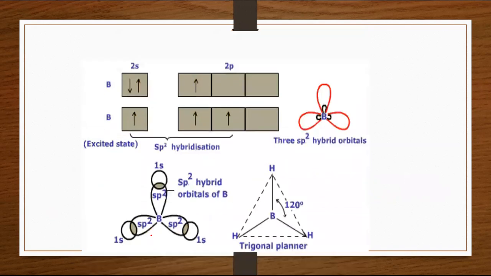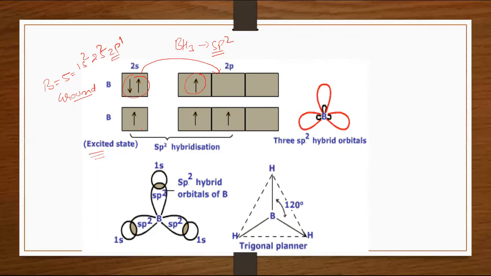Now here we take an example of BH3, which shows sp2 hybridization. Here we know boron has atomic number 5, electronic configuration 1s2, 2s2, 2p1. In boron, the 2s contains 2 electrons and p contains 1 electron. So this is the ground state. This electron jumps from 2s to 2p, and this is the excited state.